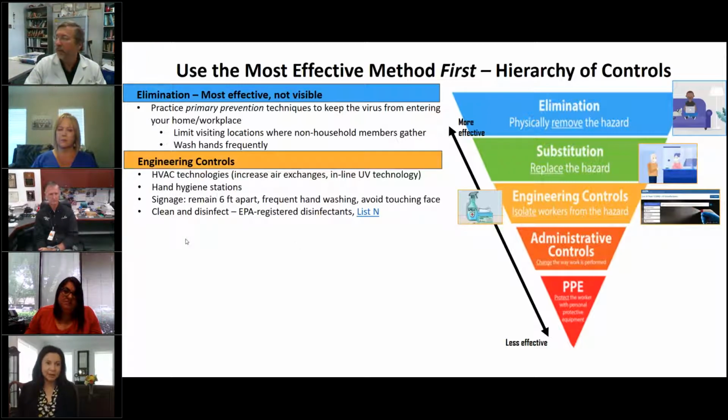Engineering controls. These you don't see a whole lot either. They're just not visible. Engineering controls means that we want to isolate the worker from the hazard, of course, the hazard being the COVID-19 virus, or SARS-CoV-2. Certain things that you can employ are within the air conditioning system. You can increase the number of air exchanges. You can add inline UV technology. Increase the number of hand hygiene stations. So if you don't have sinks, using a hand sanitizing station is very helpful.